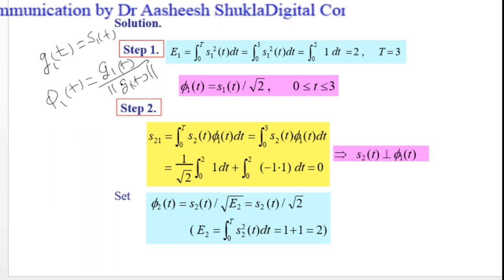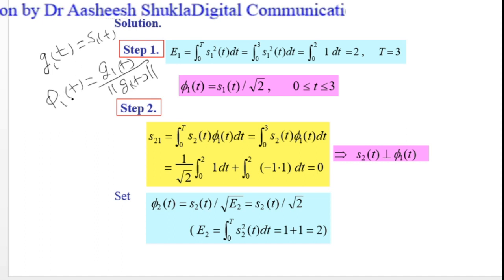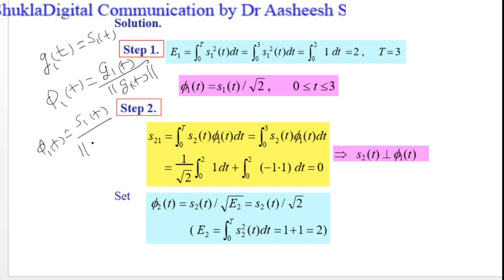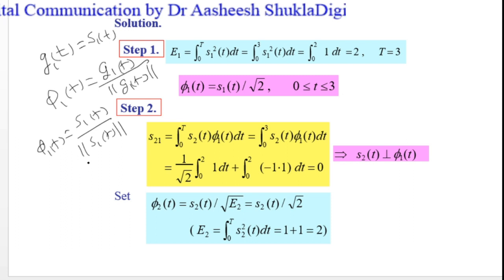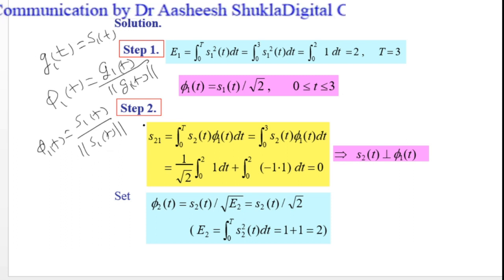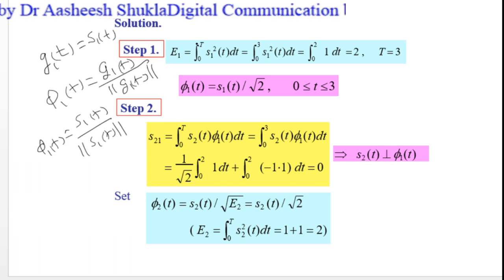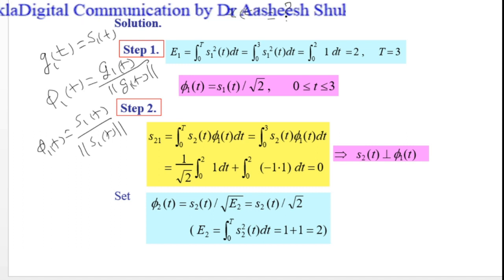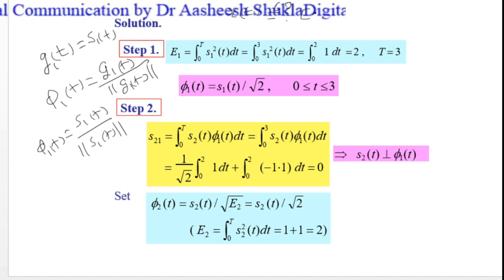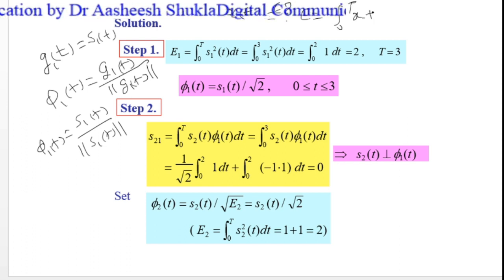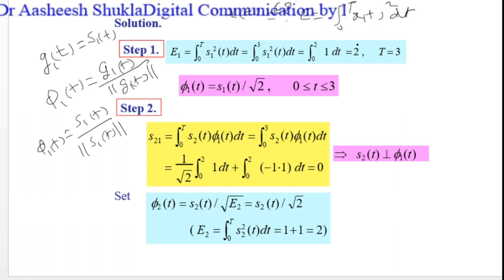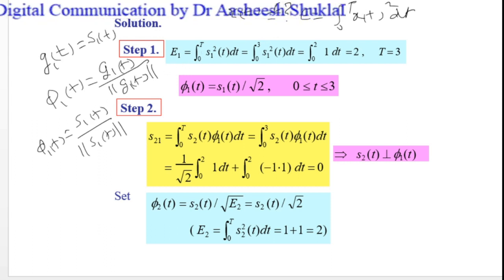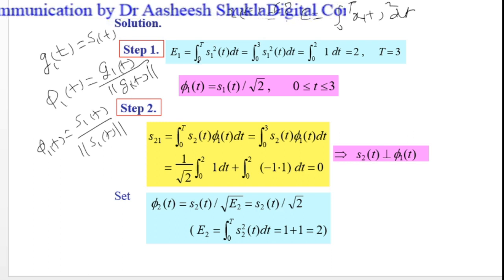And the norm of g1(t) is what? Because g1(t) is equal to s1(t), directly we can say that phi 1(t) can be written as s1(t) divided by the norm of s1(t). And the norm of s1(t) means the square root of the energy of s1(t). So we know the formula for energy. For example, any signal s(t) is given to us and we have to calculate its energy. Then we can use the formula E equal to the integral from 0 to T of x squared(t) dt. This is a simple formula to calculate the energy of any signal. So here the signal is s1(t).